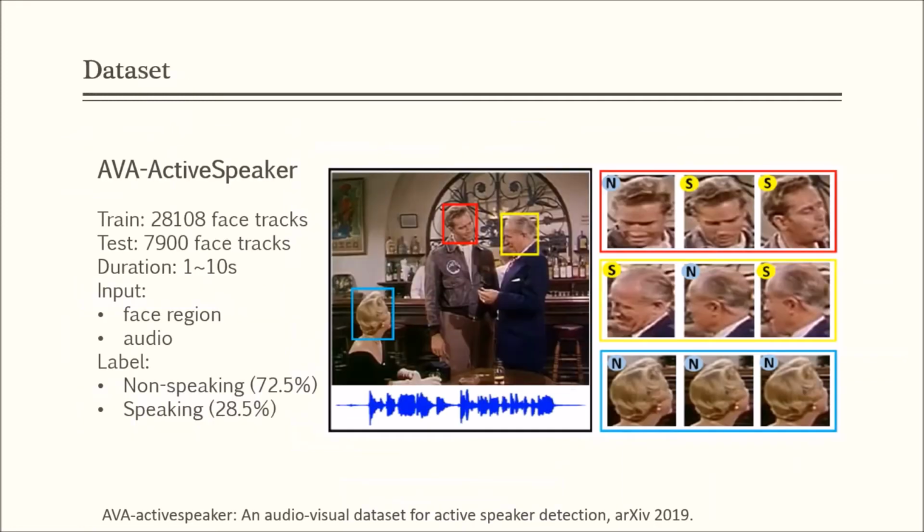The final loss function is a weighted sum of these three loss functions. We use the AVA active speaker dataset to evaluate our system, including 28,108 face tracks as training data and 7,900 face tracks as test data. Each face track ranges from 1 second to 10 seconds. As the right image shows, each face track includes a face region sequence and the audio signal. Each frame will be labeled as non-speaking or speaking. There are 72.5% non-speaking face frames in the dataset.